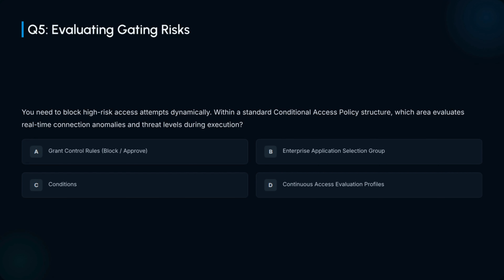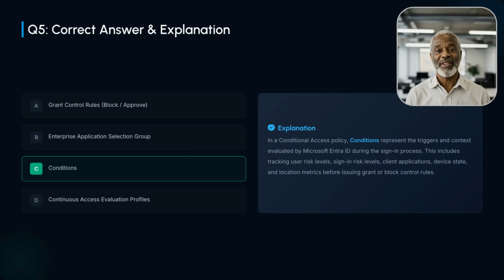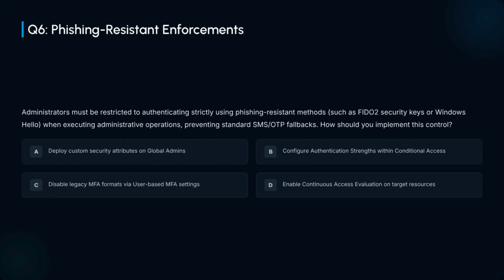Within a standard conditional access policy structure, which area evaluates real-time connection anomalies and threat levels during execution? The correct answer is C. Conditions. This part of the conditional access policy evaluates triggers and context, including user and sign-in risk levels, device state, and location metrics. Question 6.